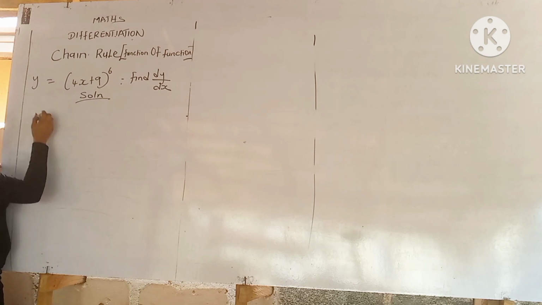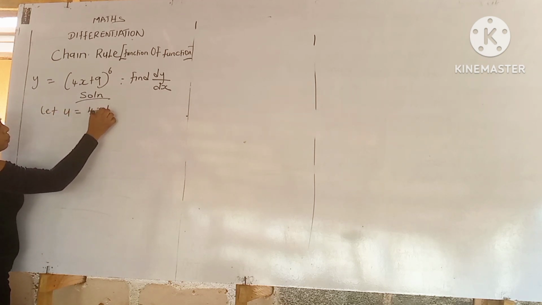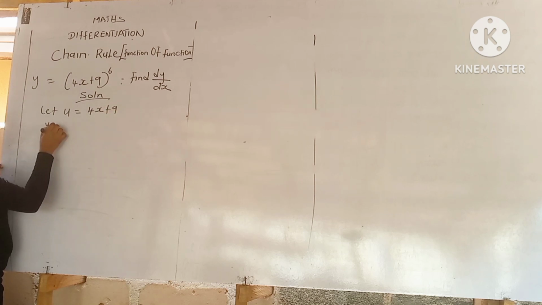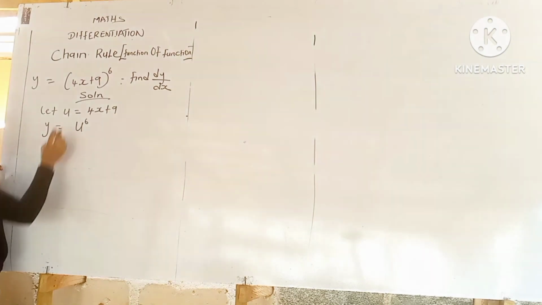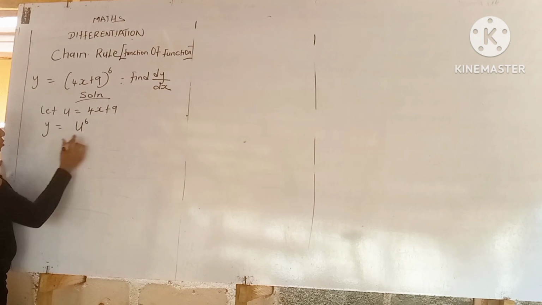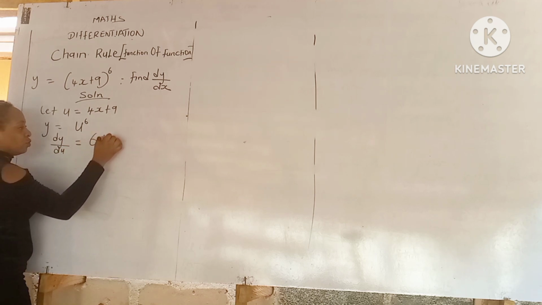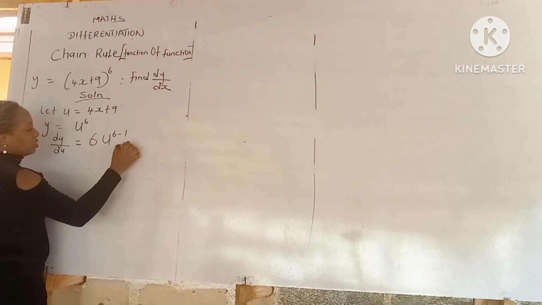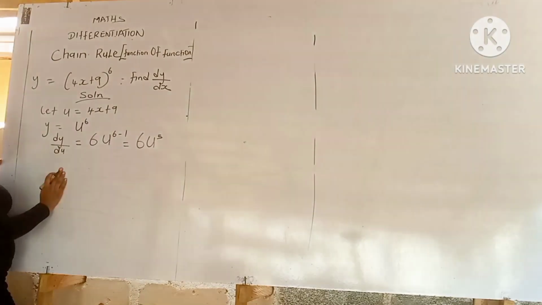Now you first of all say let u equal to 4x plus 9. This makes our y to be u raised to power 6. So this is contained in this function. Alright, let's start. To differentiate this, you say dy with respect to du is equal to 6 times u raised to power 6 minus 1, which is the same thing as 6u raised to power 5. That is dy over du.